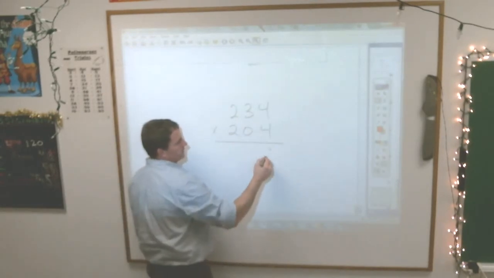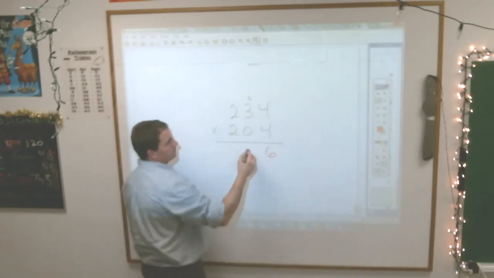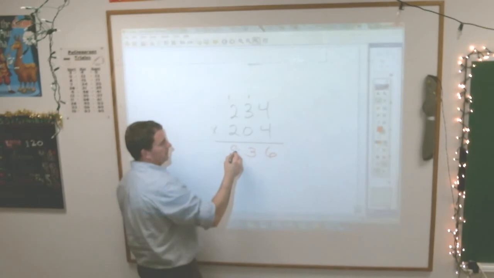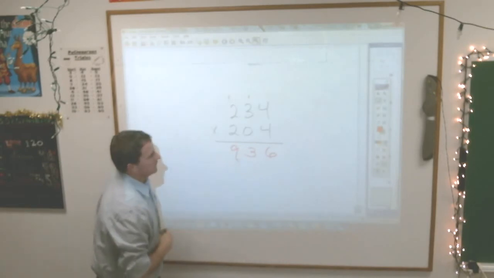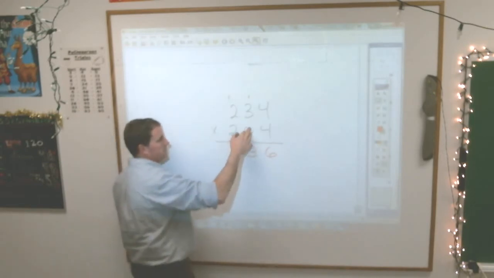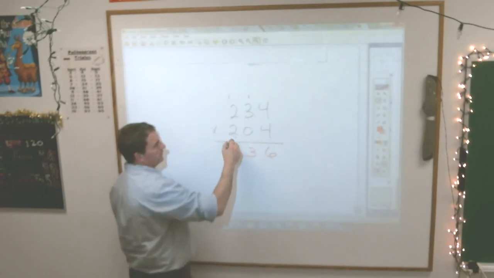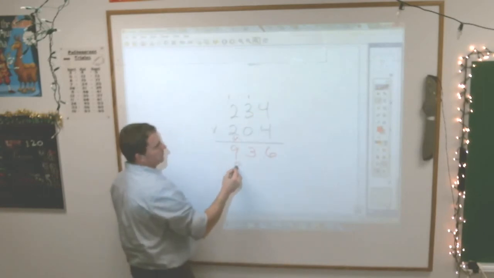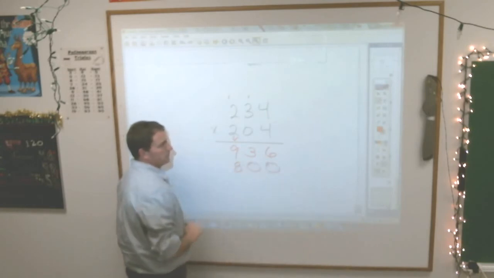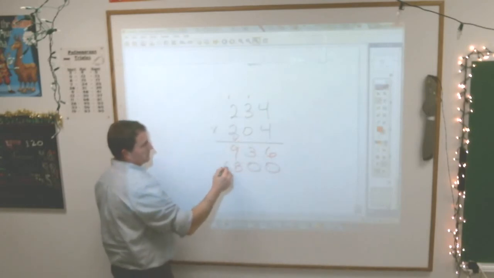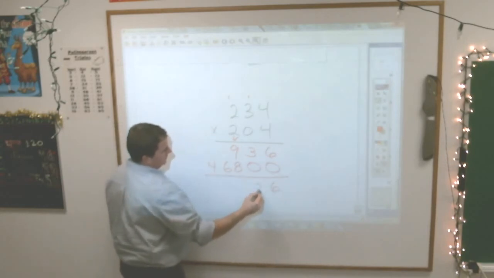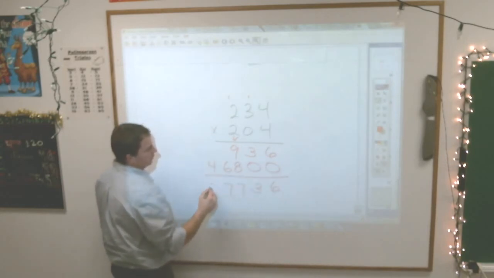4 times 4 is 16, carry the 1, 12 plus 1 is 13, carry the 1, 8 plus 1 is 9. 936. Now again, 0's not going to make any difference, so I would go over here and know that my first thing, 2 times 4 is going to be right under the 2, and those are going to end up being zeros. 2 times 3 is 6, and 2 times 2 is 4. So you end up with 6, 3, 7, 7, 4.